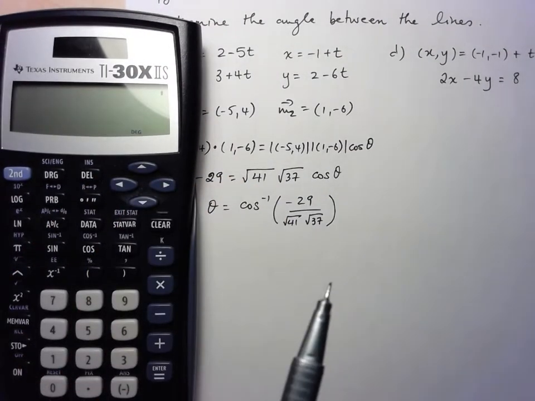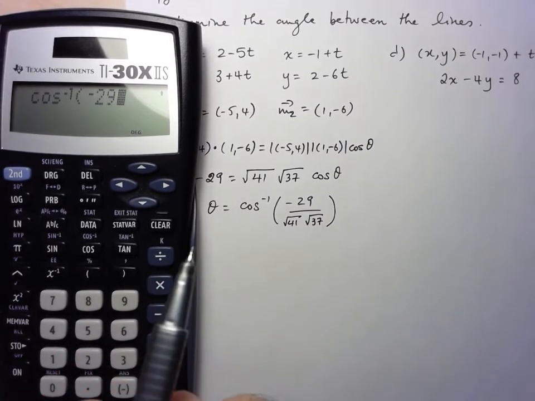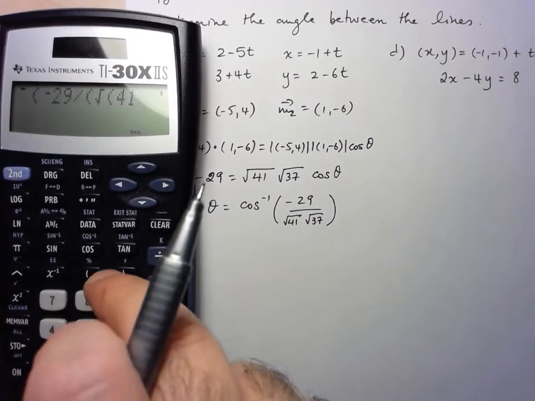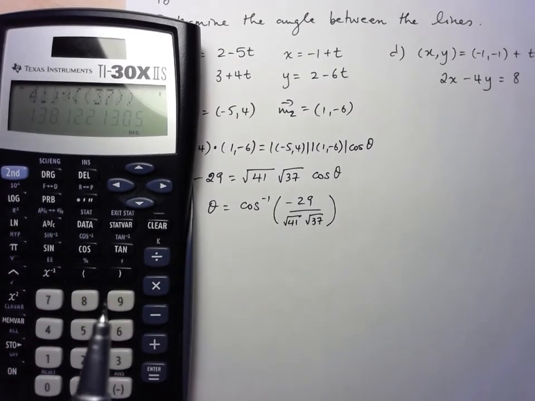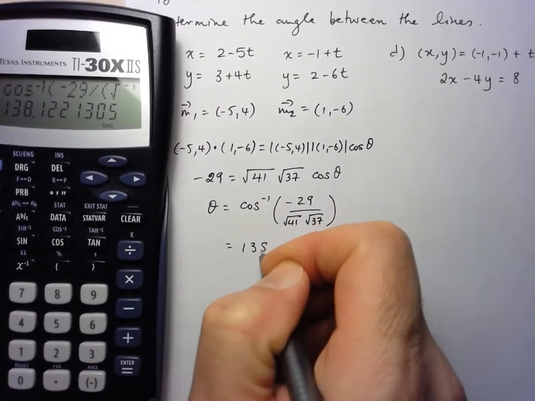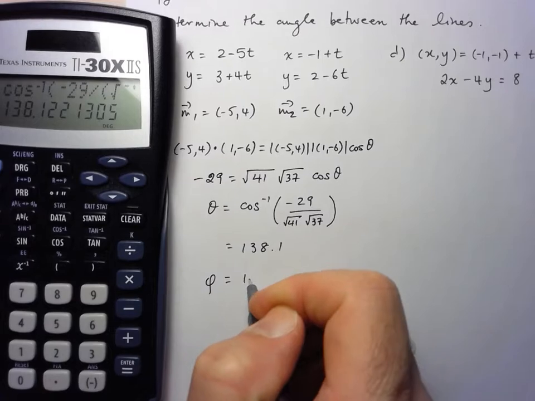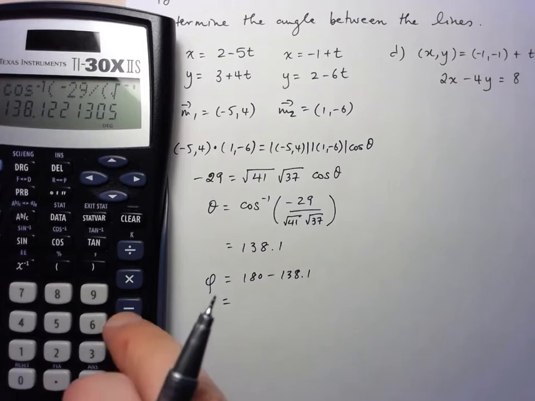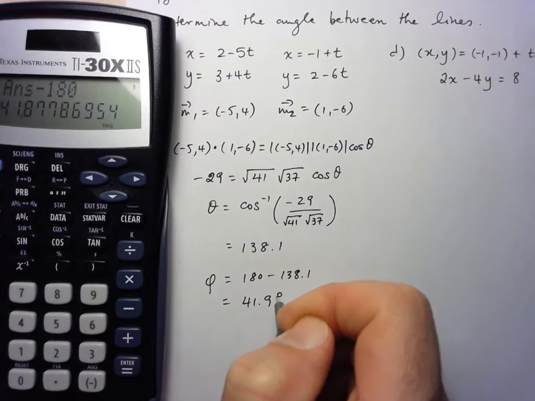Let's calculate this. Inverse cosine of negative 29 divided by, open up some brackets for the denominator, square root 41 times square root of 37. And we have, as we expected, an obtuse angle, 138.1. But since we need the acute angle, we'll call it phi, which is 180 minus that. So 180 minus 138.1, and we get 41.9. So there we have it.